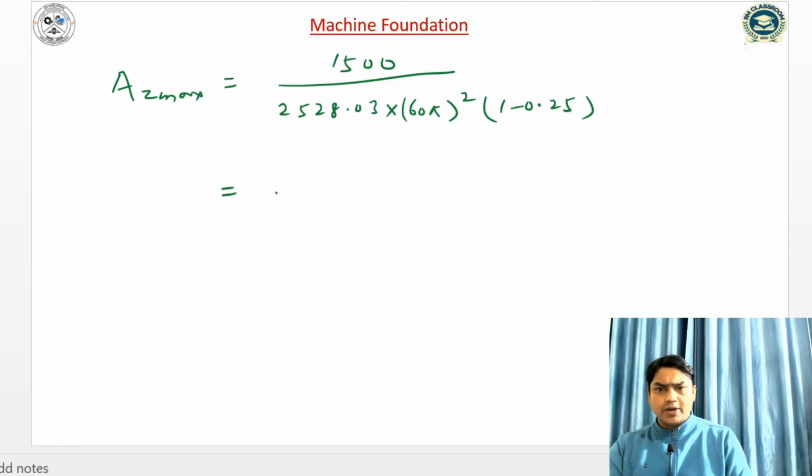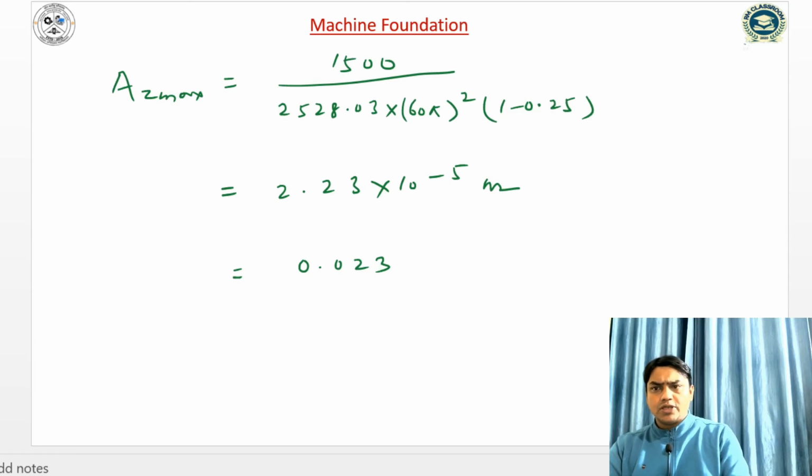So it will be 2.23 into 10 to the power minus 5 meter. So if I convert in mm, it will be 0.0223, sorry, it is 0.022, 0.0223 mm is the maximum amplitude.